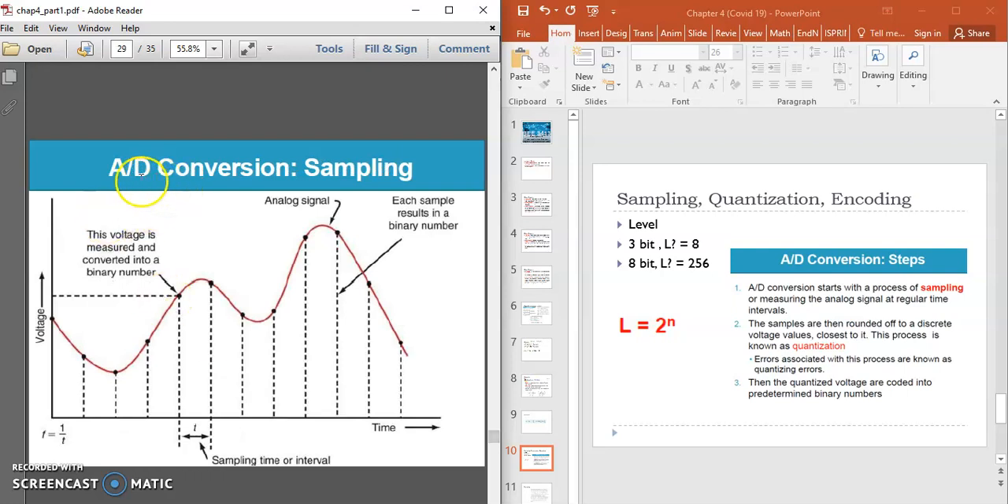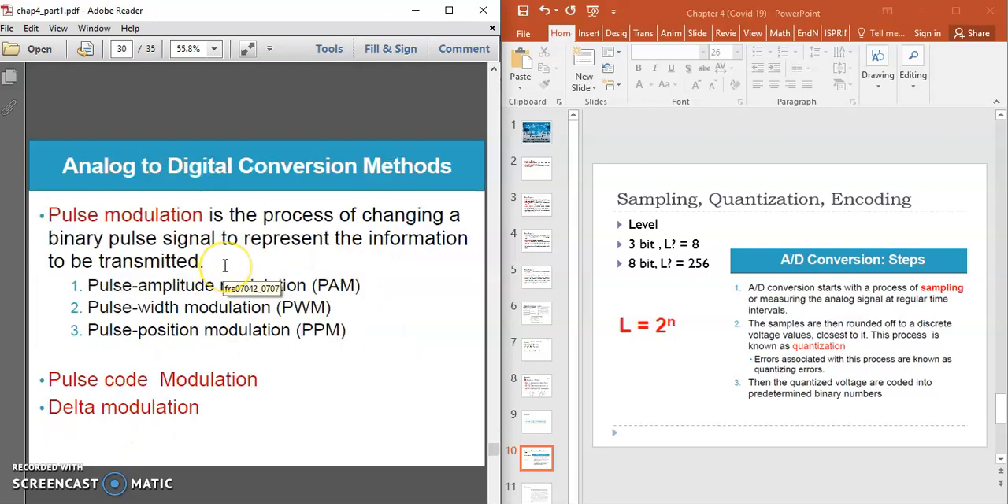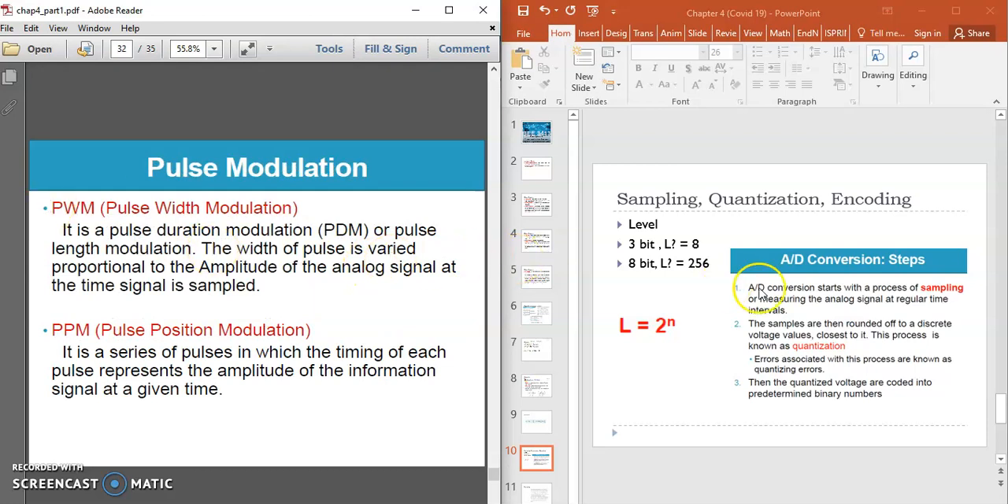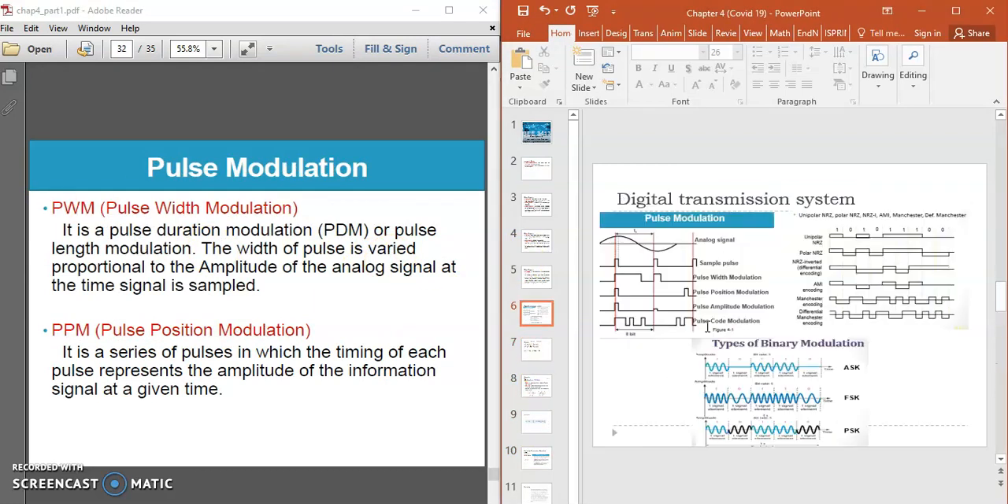This is the analog to digital conversion sampling process. I mean we slice the analog signal. For pulse modulation, we have PAM, pulse amplitude modulation, pulse width modulation, and pulse position modulation. And then we have pulse code modulation and delta modulation as analog to digital conversion methods. This is PAM. It describes conversion of an analog signal to a pulse type signal in which the amplitude of the pulse denotes the information signal. PWM, you read by yourself.